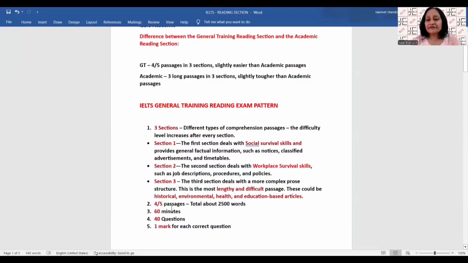Next, it will have about 4 to 5 passages, a total of about 2,500 words. You will be given 1 hour in which you have to answer 40 questions, so you have to be very quick. And 1 mark will be accorded for each correct answer. There's no negative marking here.